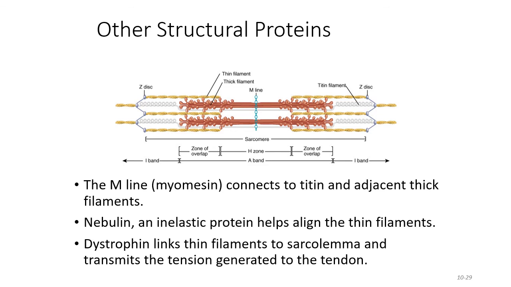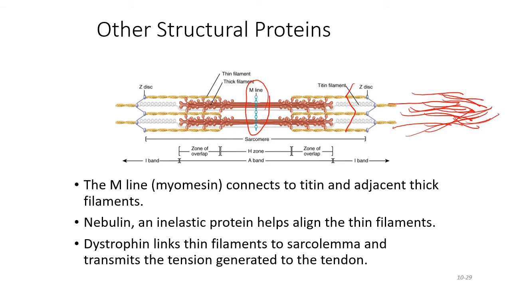And then we have the M line or the myomesin. And so this is helping to hold all of those thick filaments in place. On the thin filaments, we have nebulin. And so this is going to help to hold all of our thin filaments in place. And so that helps to hold them together there. And then at the very ends of the muscle, we have dystrophin, which essentially comes together and helps to translate that tension from the muscle into tendons. And next up, we'll start to get into the more physiology of the muscle.